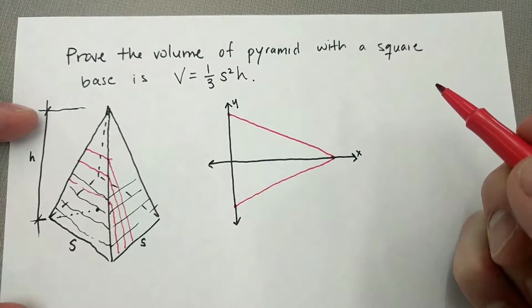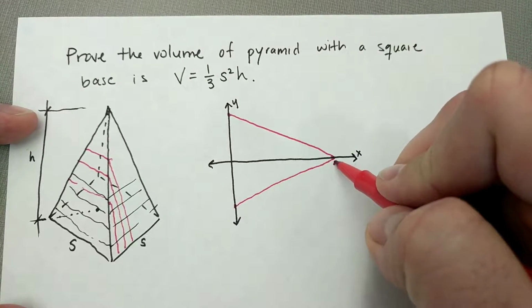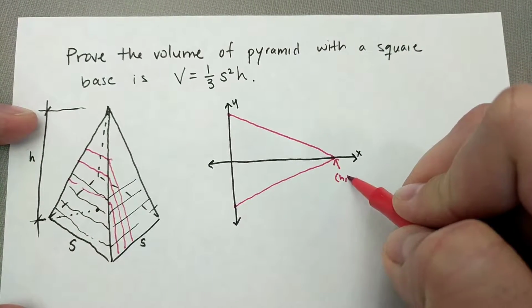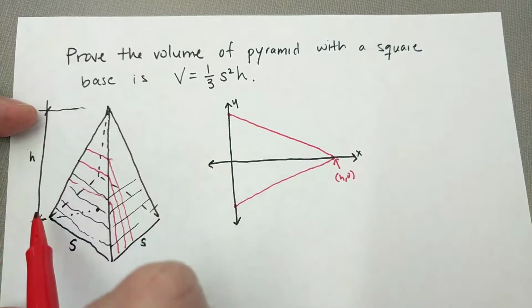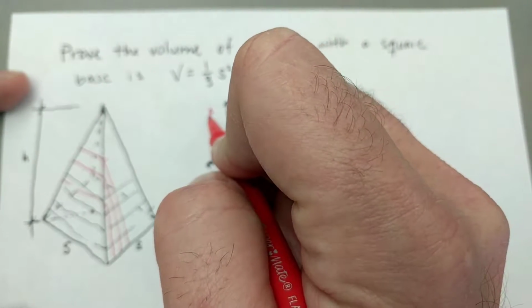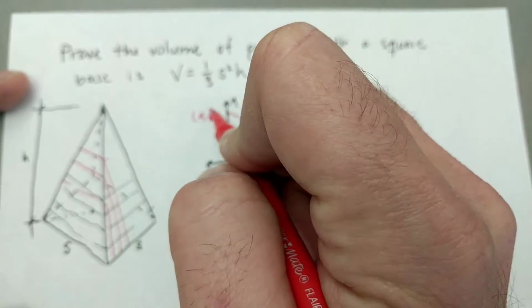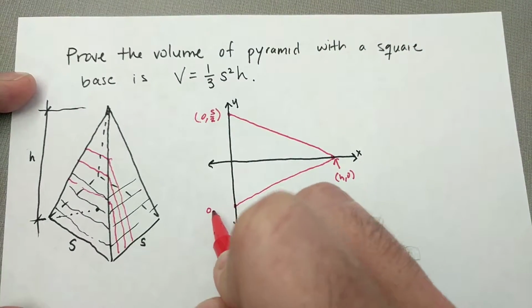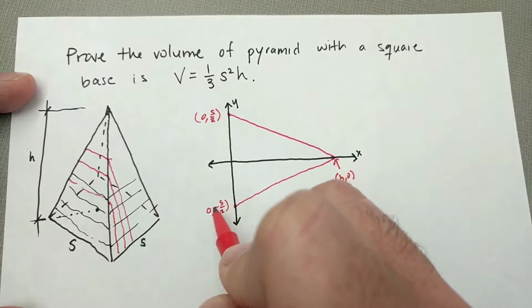This point right here is the point h comma 0, so that's the height of this. And then this point here is 0 comma s halves, and this is 0 comma negative s halves.